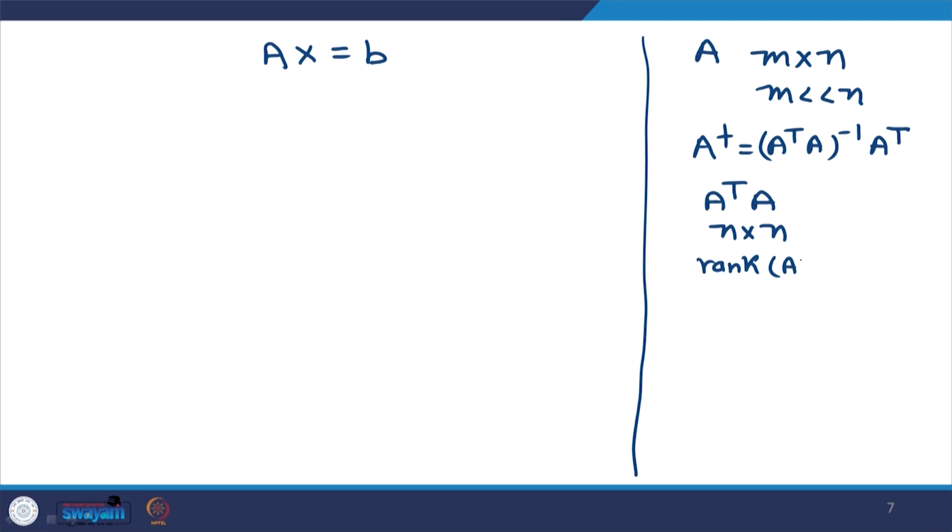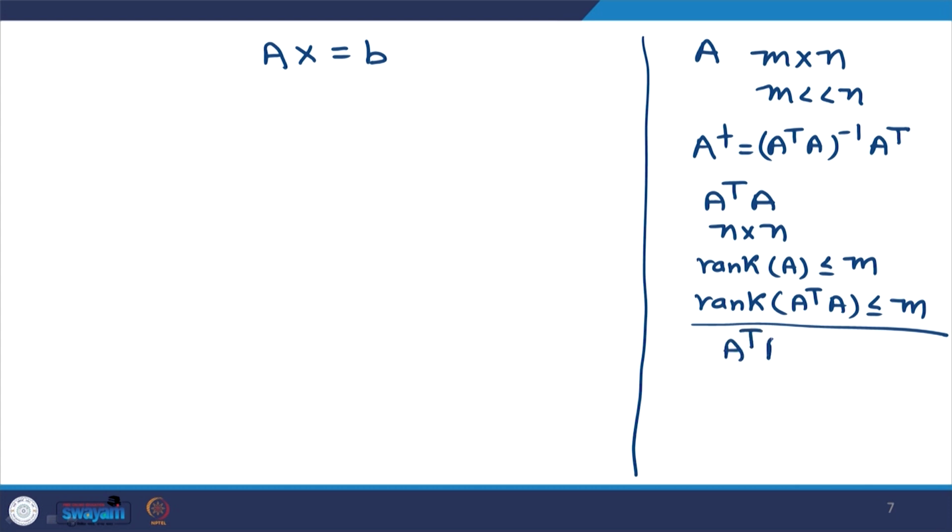Rank of A is less than or equal to m. So, even if I assume m, the rank of A^T A is less than or equal to m. So, even though A^T A has rank m, its size is n by n and n is bigger than m. So, the inverse of A^T A does not exist because it is a rank deficient matrix having determinant 0.